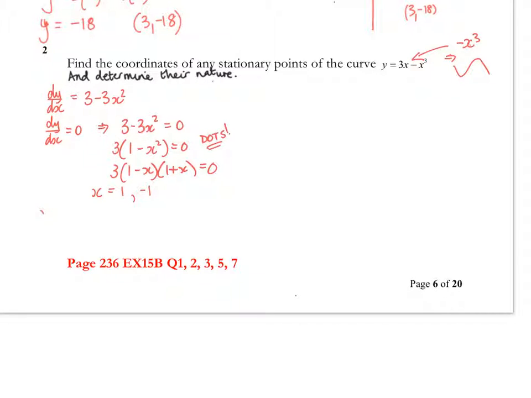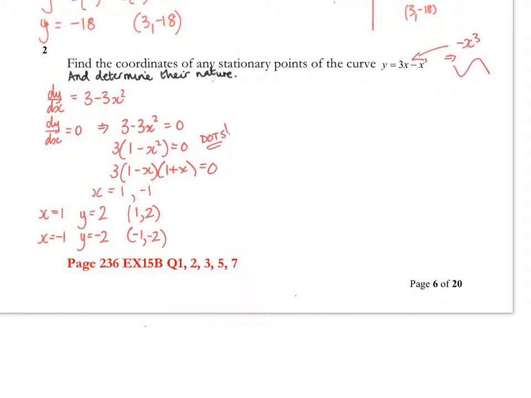Now to find these coordinates, x is equal to 1, we pop that back into the original, so y is going to be equal to 2. We put x is equal to minus 1, put it back into the original equation, and y is equal to minus 2. So we've got two turning points, one at (1, 2), and the other at (-1, -2).